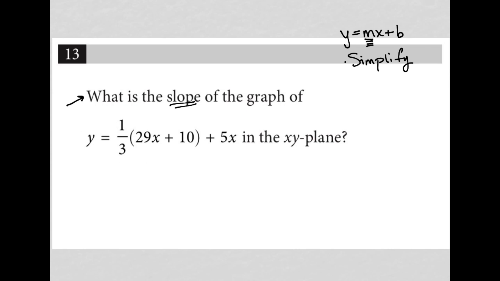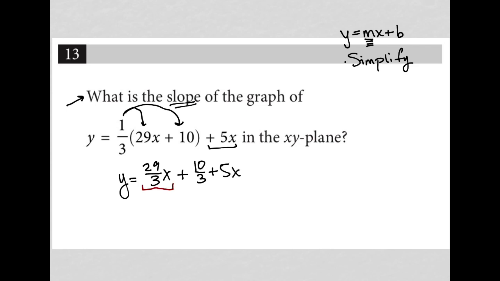So let's simplify this equation. I'm going to distribute this 1/3 across and then see if I can combine like terms with the 5x. Let's start off with the distribution. So I have y equals 1/3 times 29 becomes 29 thirds x, plus 1/3 times 10 becomes 10 thirds, and then plus 5x. Okay, now in terms of like terms, I have 29 thirds x and I have 5x.